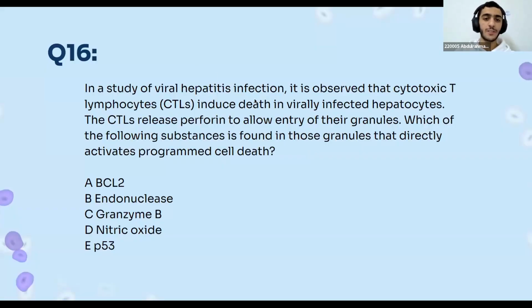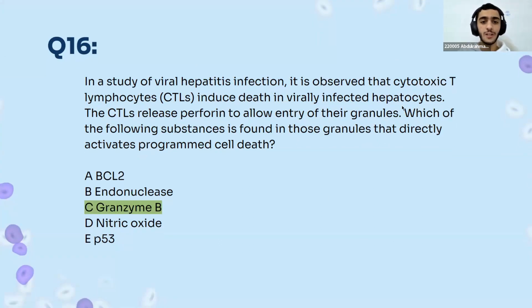In a study of viral hepatitis infection, it is observed that cytotoxic T cells induce death in virally infected hepatocytes. The cytotoxic lymphocytes release perforin to allow the entry. Which of the following substances found in these granules activate the programmed cell death? Yup, you guys, a bunch of C's, 1, 2, 3 C's. I'll give you a second for the others to answer. Yeah, most of you are saying C. So in this case, C is the correct answer.